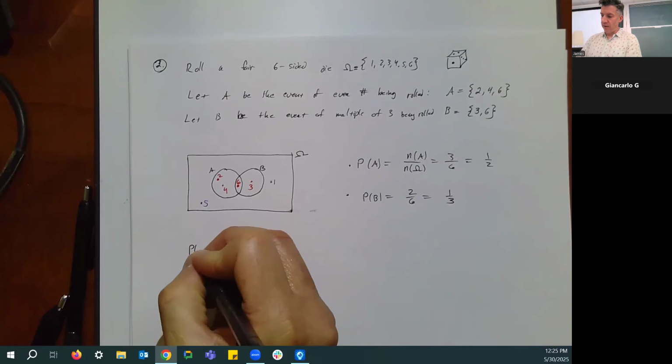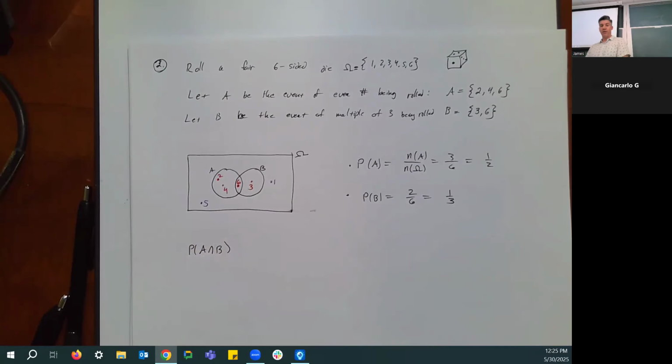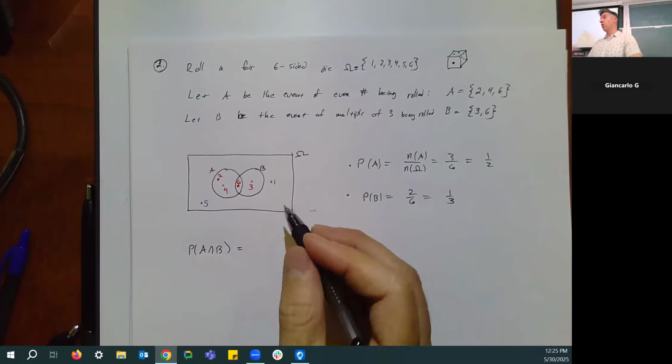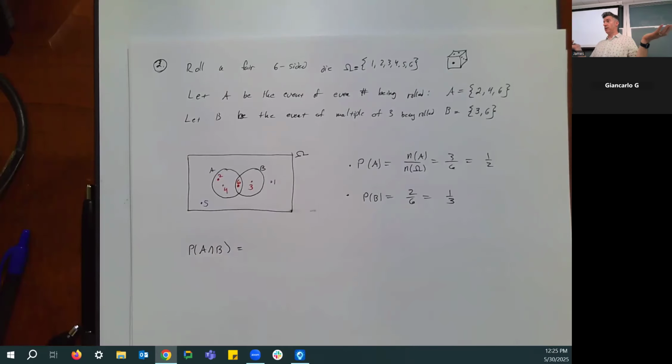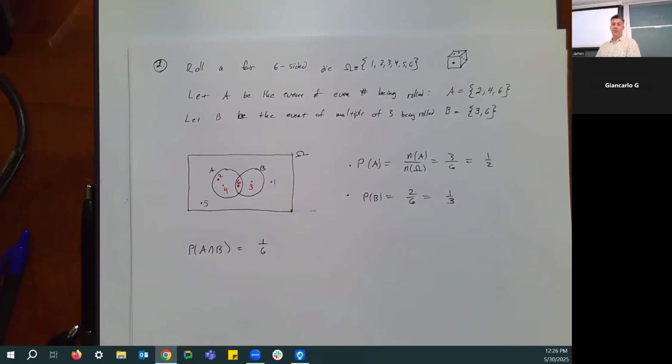The probability of A intersect B, the overlap, is going to be, well, just looking at it, we can see it's going to be 1 out of 6. There's one thing in the intersection, it's 6, and there's 6 things in the total. Now, do I want to say that yet? Not quite yet.